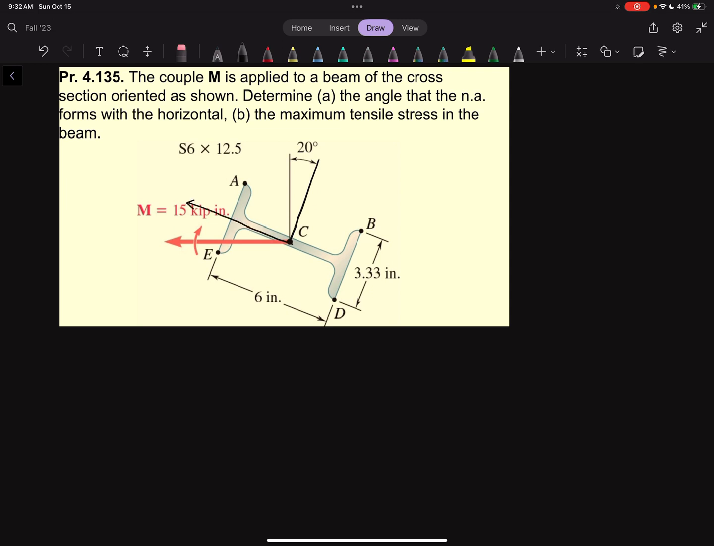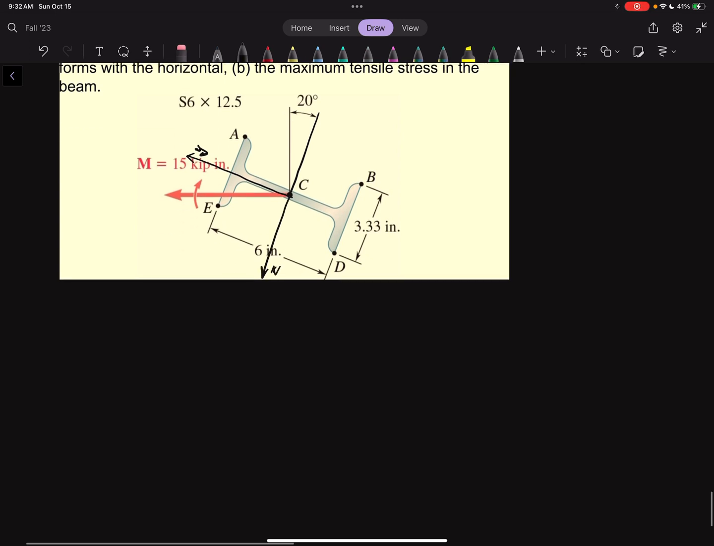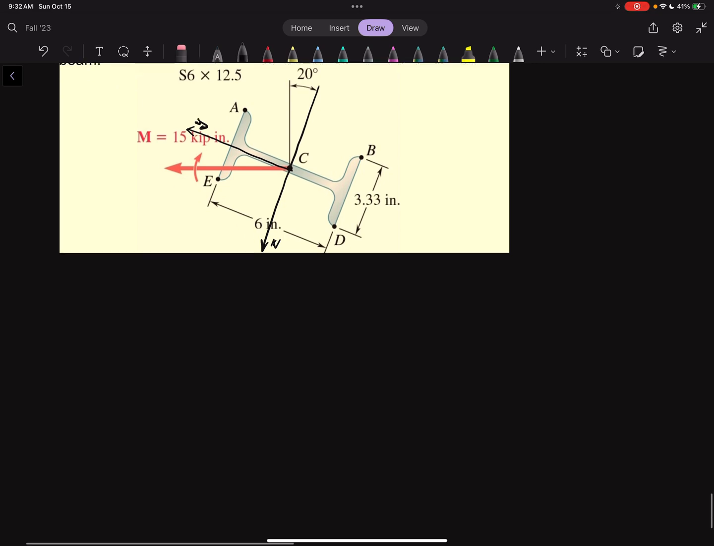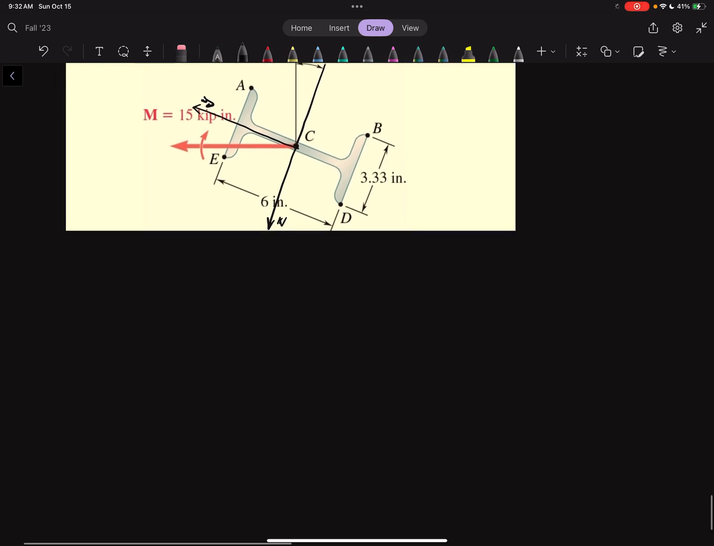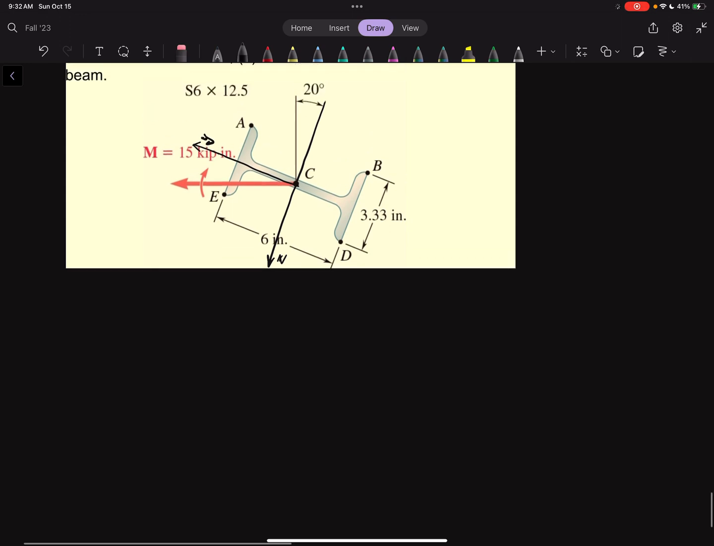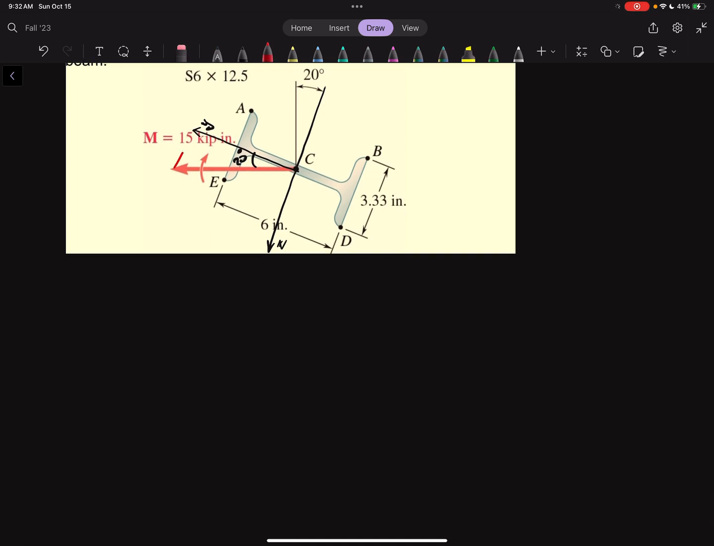So let's say this is our coordinate axis system. This is going to be my Y, and this is going to be my positive Z. Then we have our moment, with 20 degrees here, so we can decompose this moment like this. We're going to have 15 cosine of 20 degrees and 15 sine of 20 degrees. But let's go in order.